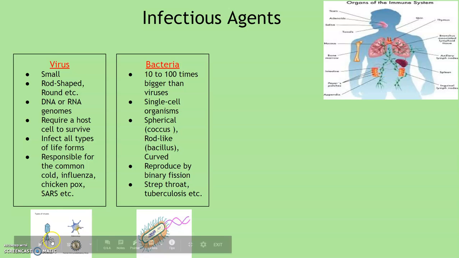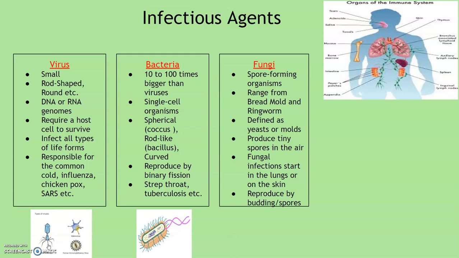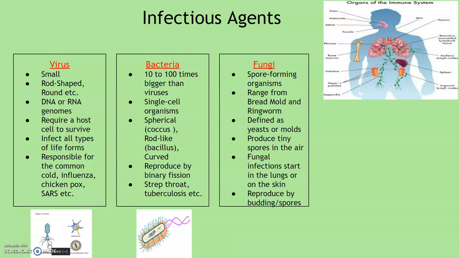Lastly is fungi. Fungi is another type of infectious agent that can cause disease. They are spore-forming organisms that range from bread mold to ringworms. They reproduce by tiny spores in the air, or they can accidentally be consumed. Fungal infections normally start in the lungs or the skin.